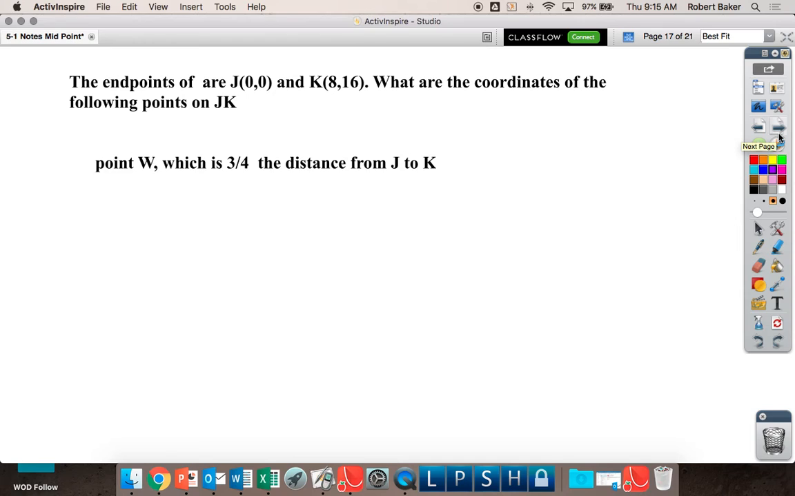Okay, we have the same line segment. J is at 0, 0. K is at 8, 16. I want to find the point W, which is 3/4 of the way from J to K. So I have JK. J is at 0, 0. K is at 8, 16. I want to find something 3/4 of the way from J to K. So we established the distance from J to K in the X value as 8. What do I multiply that by? By 3/4.